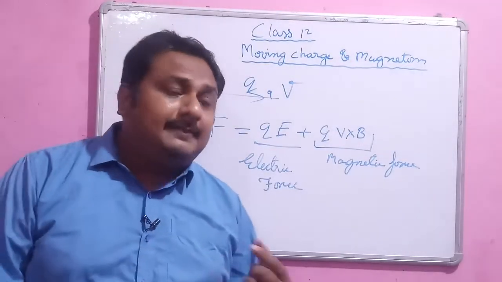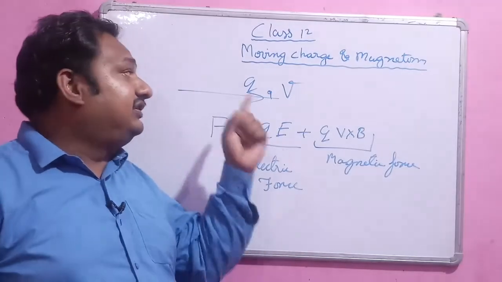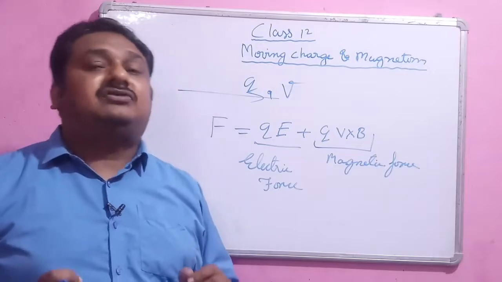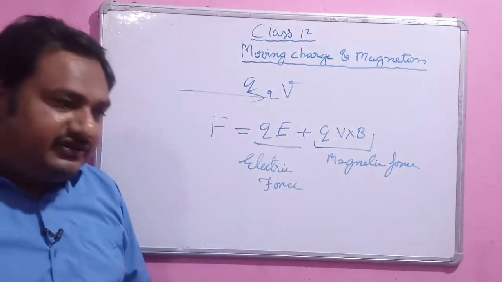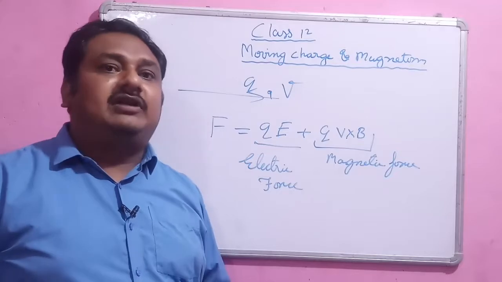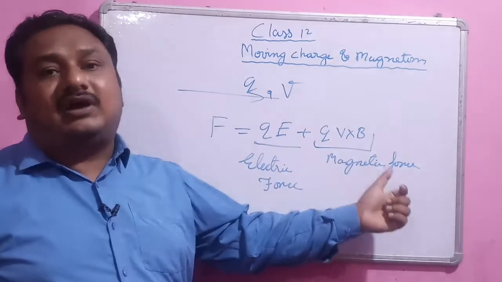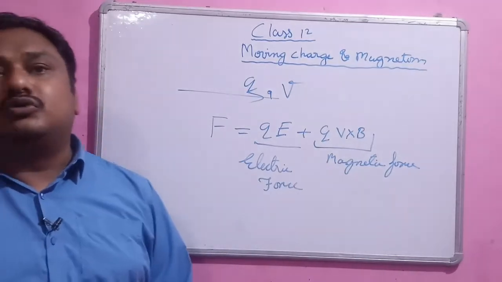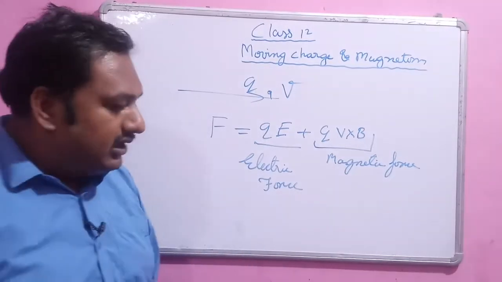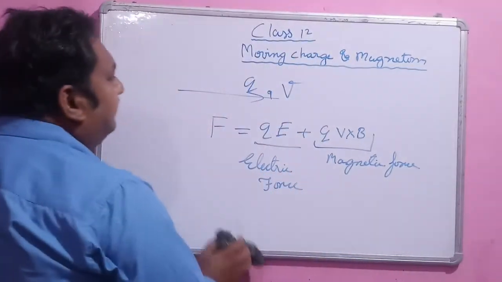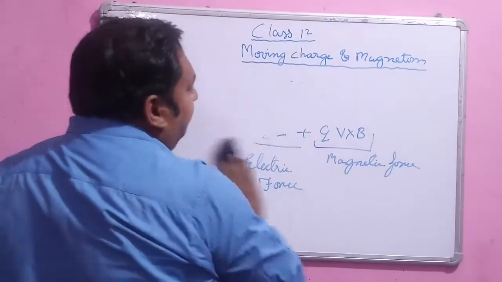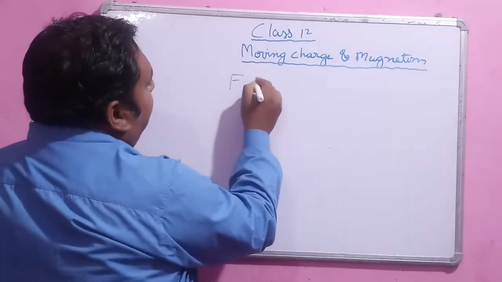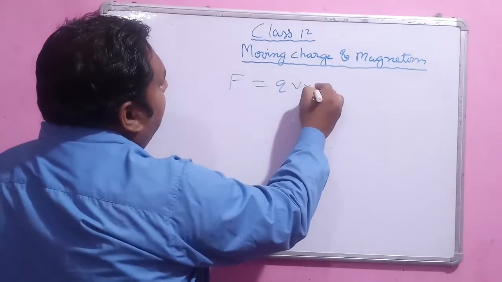So I am repeating again. Whenever any charge of magnitude Q moves with a velocity in a region where the electric field as well as the magnetic field both exist, that charged particle will experience an electric force as well as a magnetic force, and the combination of these two forces is known as the Lorentz force. Now we came to know that the magnetic force can be written as Q V cross B.